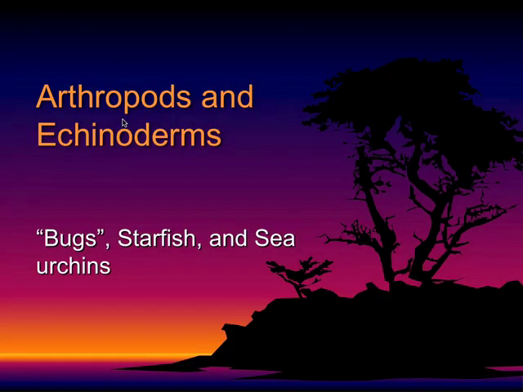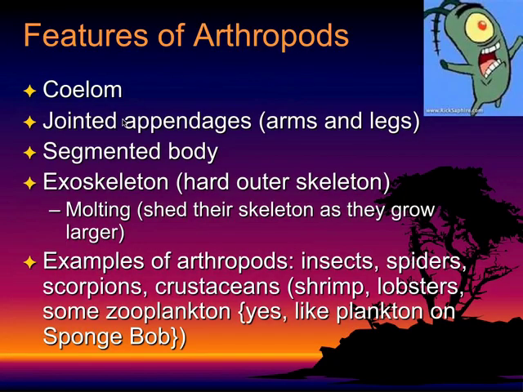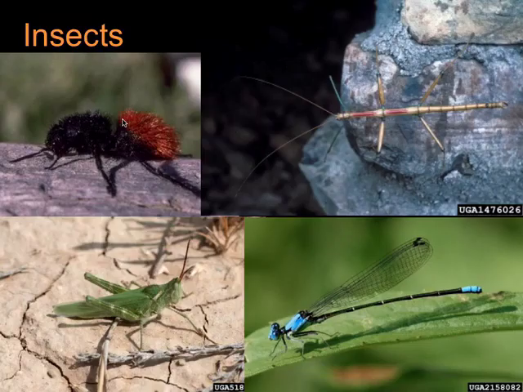Moving right along to arthropods and echinoderms. So features of some arthropods are going to be the fact that they have a coelom, so they have that true body cavity. They have jointed appendages. They have a segmented body. And now what we're adding in this slide is exoskeleton. Exo means outside, so they have a hard outer skeleton. They molt, which means that they shed their skeleton as they grow larger. And examples might be insects, spiders, scorpions, crustaceans like shrimp, lobster, and zooplankton.